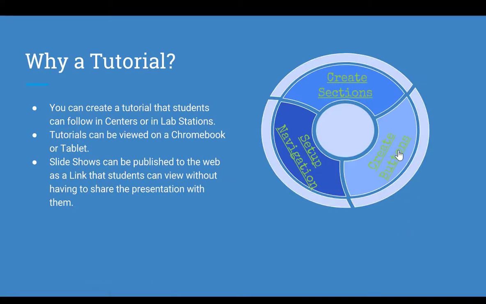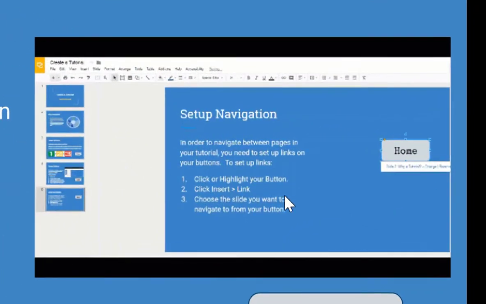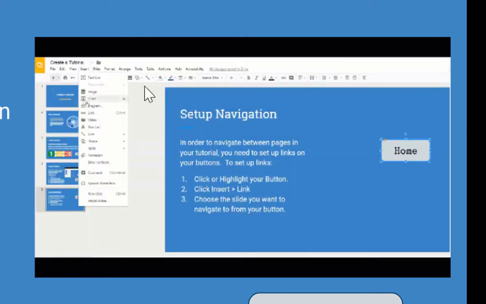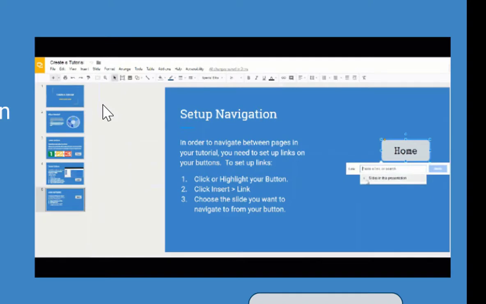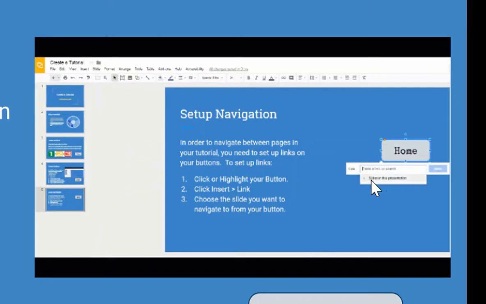So now that we've got our buttons set up, we need to create the navigation steps. It's pretty easy to do. You go to your button, and you can either click on the button or highlight the word on the button and click Insert Link in Google Slides. And as you can see here from this little animated GIF, when you do the Insert Link option, it shows you that you can link to slides in your presentation. And so you just choose which slide in the presentation that button will link to.